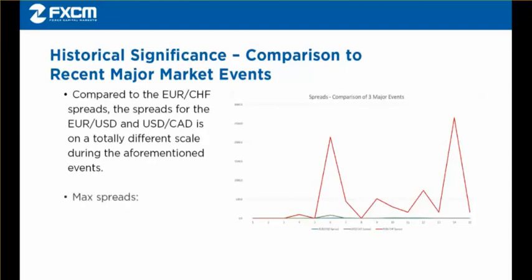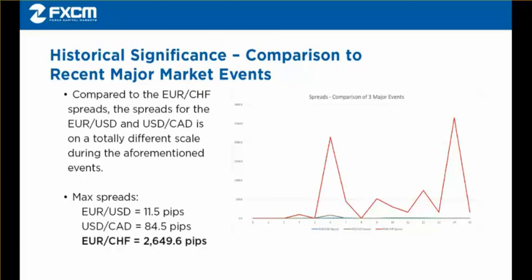The max spread during a recent U.S. jobs announcement was Euro-Dollar 11.5 pips. The max spread during a recent Bank of Canada rate decision was Dollar-CAD 84.5 pips. The max spread during the SNB announcement for Euro-Swiss was 2,649.6 pips.